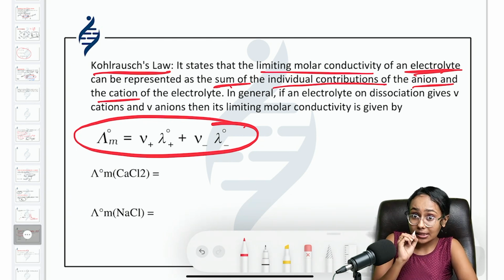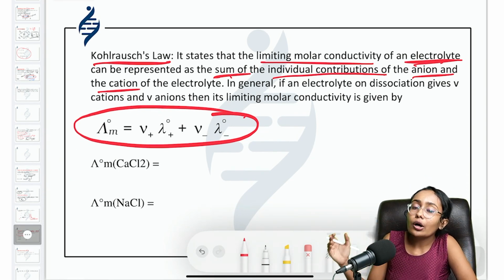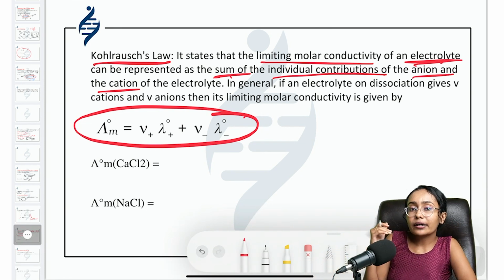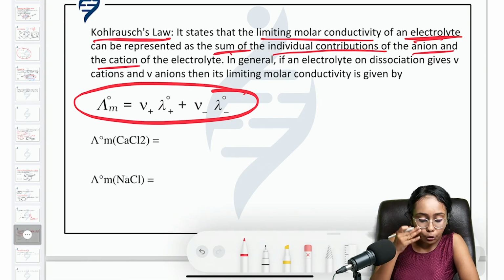V plus means cations, lambda plus naught, plus V minus, that is anions, lambda minus naught. So it's just the limiting molar conductivity of cations plus limiting molar conductivity of anions that will give you the total limiting molar conductivity. From that, shall we find out the lambda m naught of CaCl2 and NaCl?